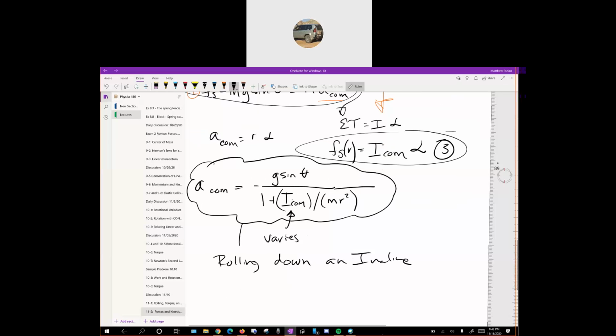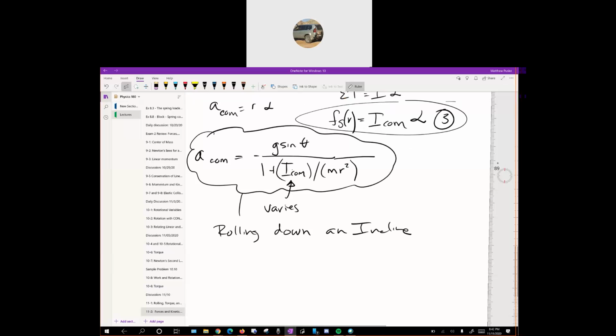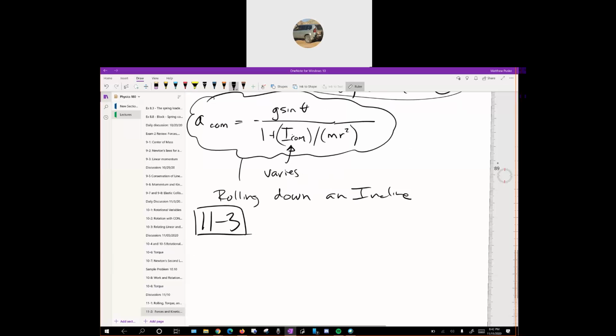Okay, I'm going to go ahead and knock out one more topic, and this covers section 11.3. And this is the yo-yo. I was going to assign this to you, but I know y'all are tired.